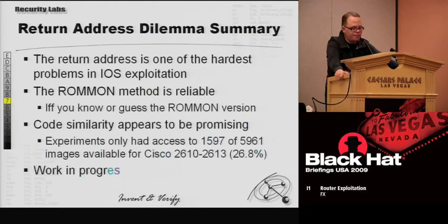So essentially, return address is the hardest problem on iOS. ROM-on is the best way of exploiting it right now. Code similarity looks promising, however, this is actually work in progress.